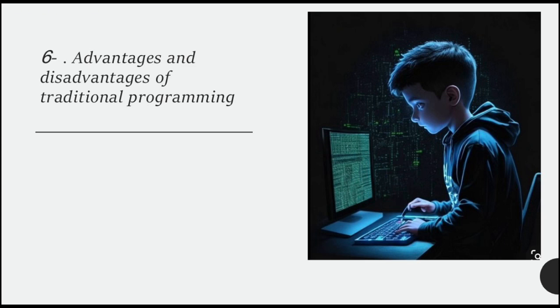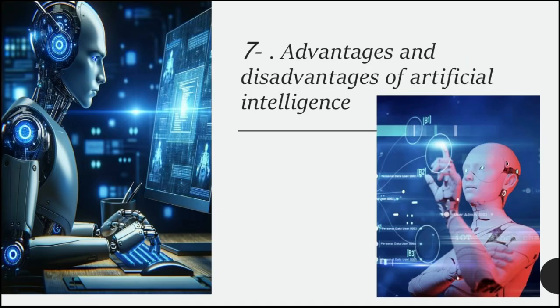It places a great burden on the programmer, as he must include all the possibilities that the program may encounter during use. Neglecting just one possibility can lead to disastrous results. Point number 7. Advantages and disadvantages of artificial intelligence (AI).